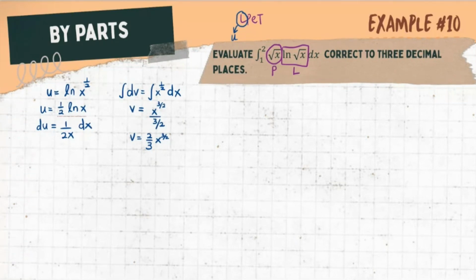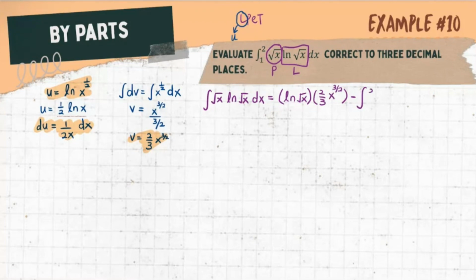Okay, so now the integration for square root of X, ln of square root of X dx will be UV. Okay, U yang mana? U, V dan juga du. So tiga ni yang kita perlukan. So U is 1 over 2 ln of X, V adalah 2 over 3 X to the power of 3 over 2, minus integrate 2 over 3 X to the power of 3 over 2 multiplied by 1 over 2X dx.